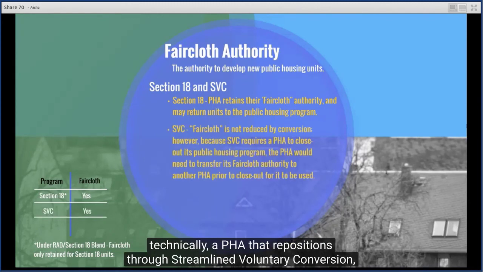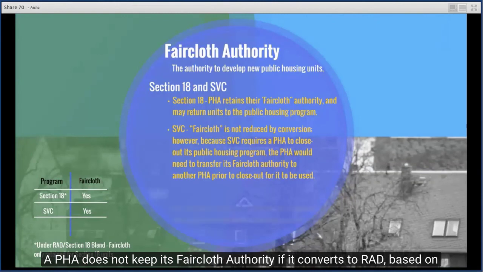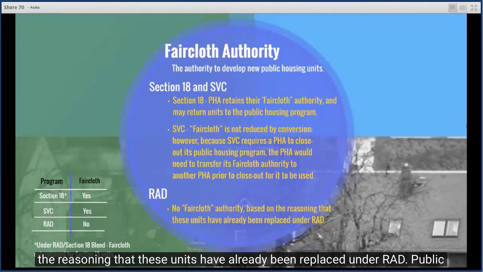Although technically a PHA that repositions through Streamlined Voluntary Conversion can only transfer that Faircloth Authority to another PHA before closeout. A PHA does not keep its Faircloth Authority if it converts to RAD, based on the reasoning that these units have already been replaced under RAD.